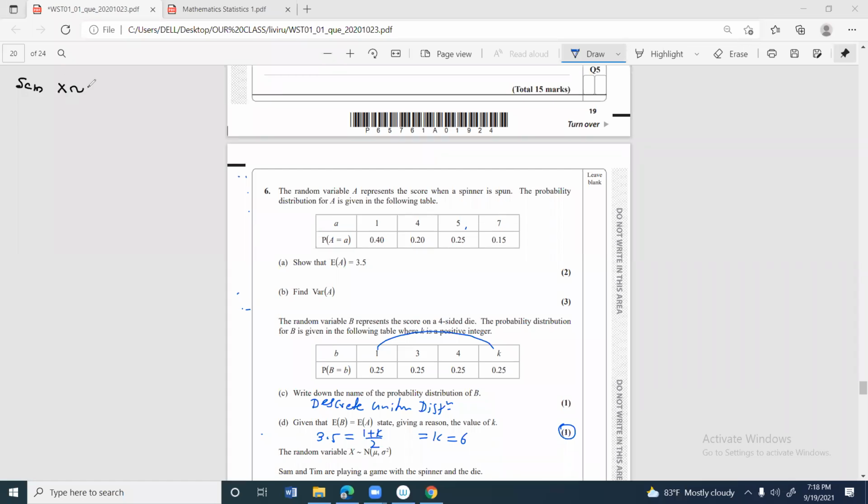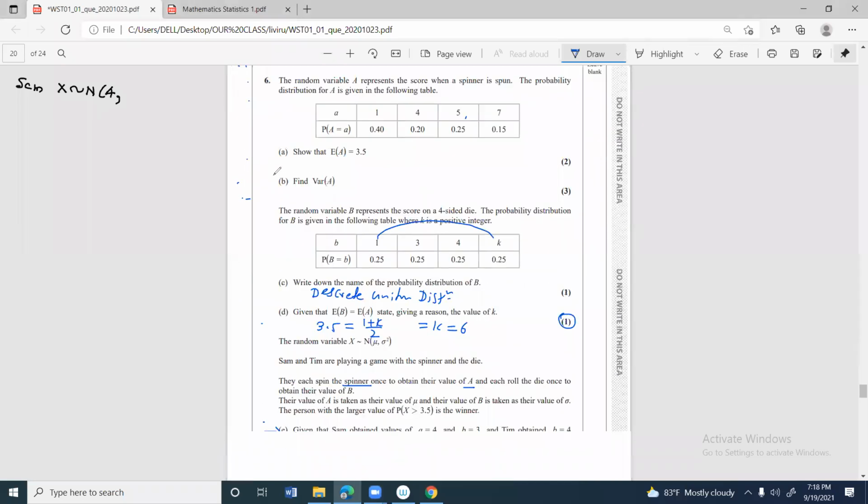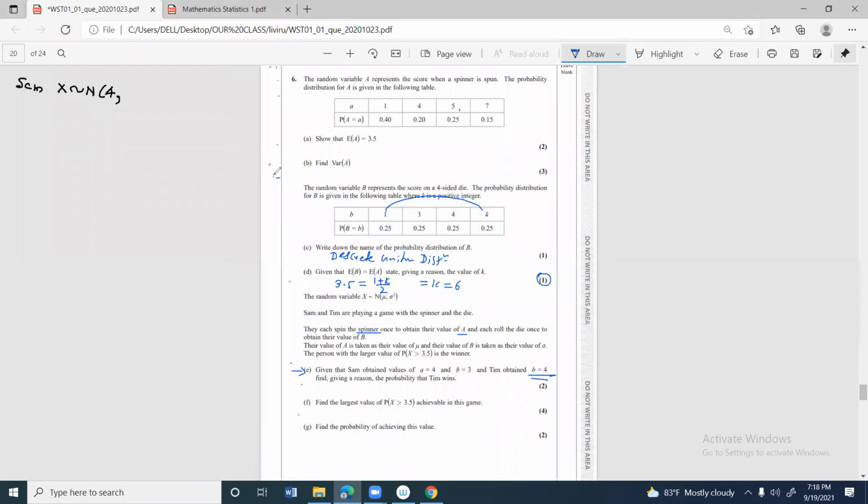you get a normal distribution of mean 4. And B is 3, which means the standard deviation is 3. Now this is his distribution. With this information, what is the probability of him winning? To win the game, he should get a score of more than 3.5. That means using this distribution, we count the probability of winning from the table. You can say the probability of X is greater than 3.5.